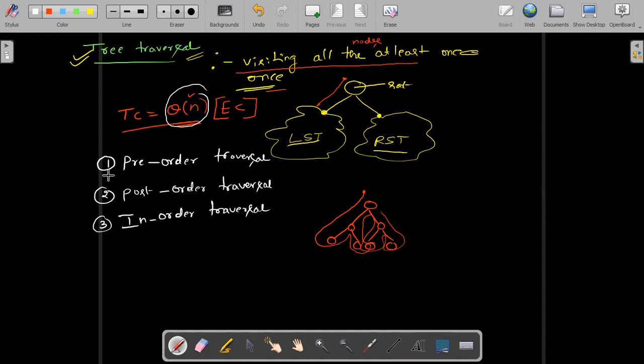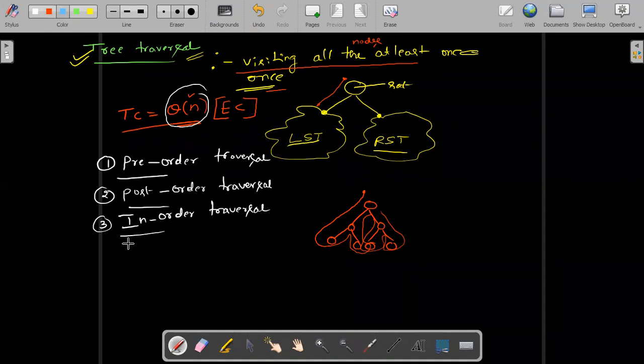Clear, everyone? These are the three types we have: pre-order, post-order, in-order. Very, very important things. Please understand, be careful with these things. I will tell you what these are. The types of traversals you have are called pre-order, post-order, and in-order. Fine, everyone, okay?